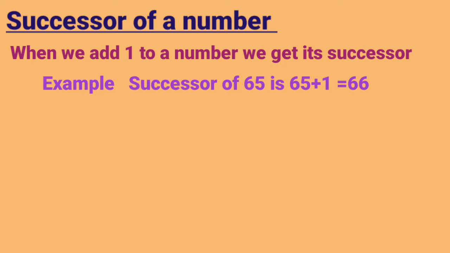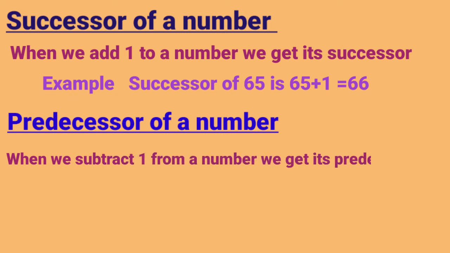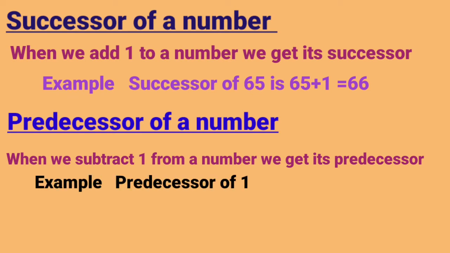Now let's talk about the predecessor of a number. When we subtract 1 from a number, then we get its predecessor. So let's see one example here. The predecessor of 100 will be 100 minus 1, which is 99. So whenever we are calculating the predecessor, we have to subtract 1 from that number.